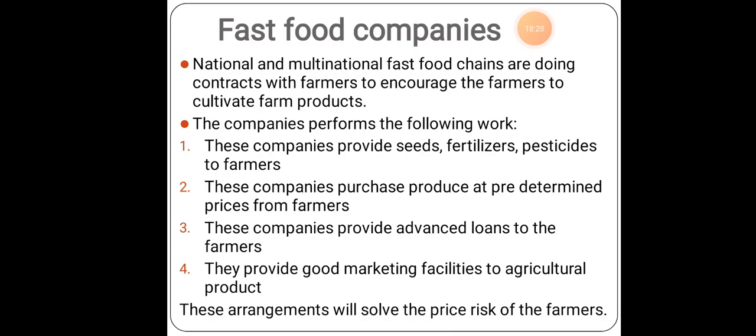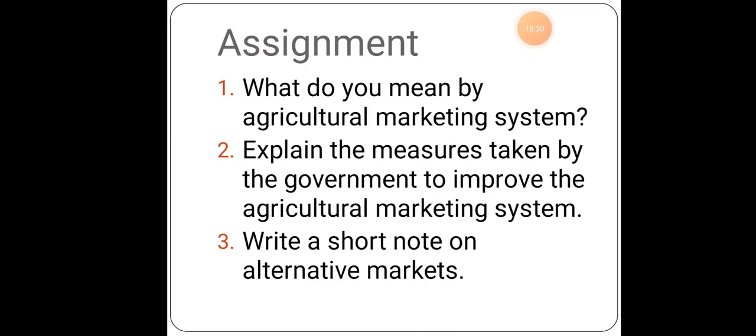So the assignment part: What do you mean by agricultural marketing system? Explain the measures taken by the government to improve the agricultural marketing system. Write a short note on alternative markets.